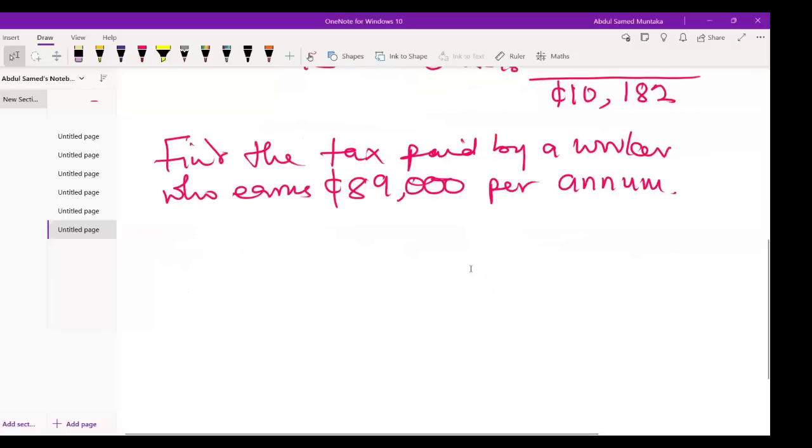So this one, the person earned 89,000 per annum. You were given the per annum straight away. Therefore, you don't need to multiply the earning by 12. You don't need to multiply the earning by 12.